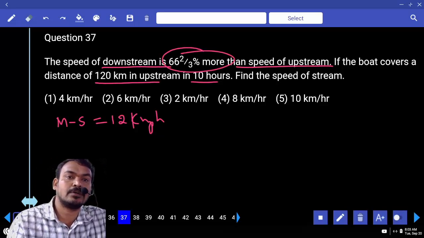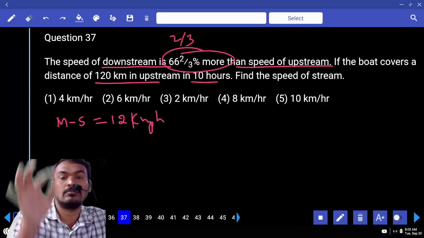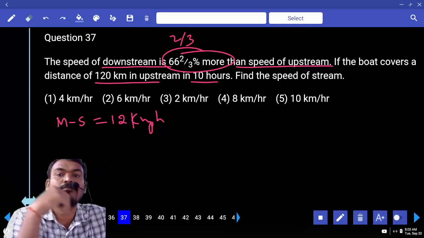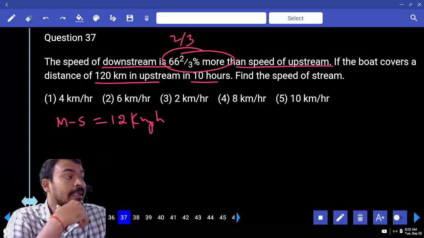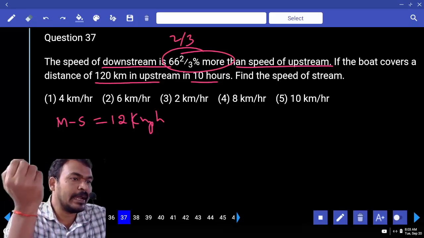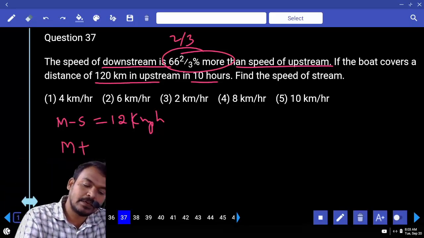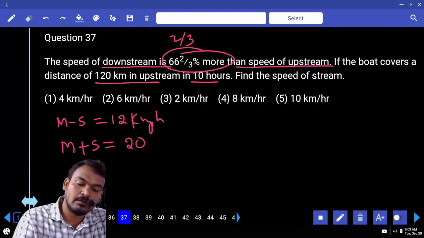But the downstream speed compared to the upstream speed is 66 2 by 3% more, which means 2/3 more. What is 2/3 of 12? 8. Then M plus S is equal to how much? 20.